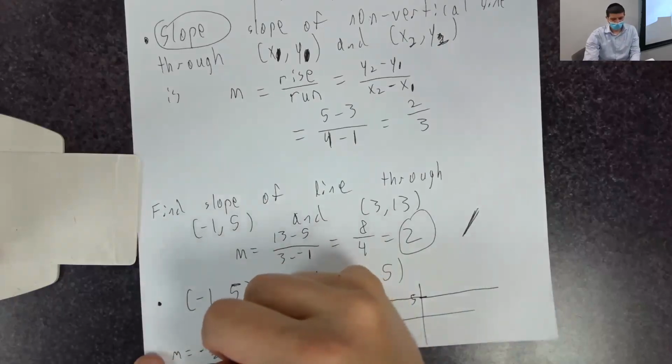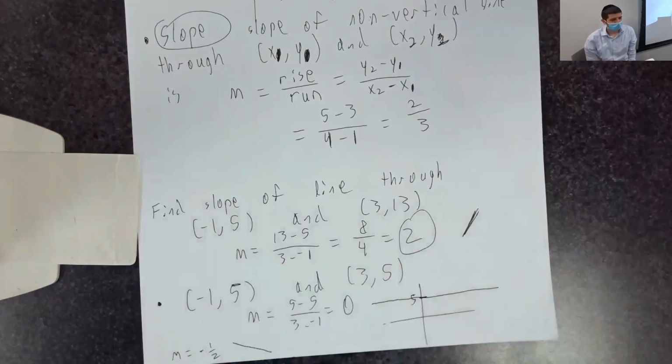Something like that, a little sketch. You want to have a pretty decent idea of what these slopes look like, so that you can draw them.